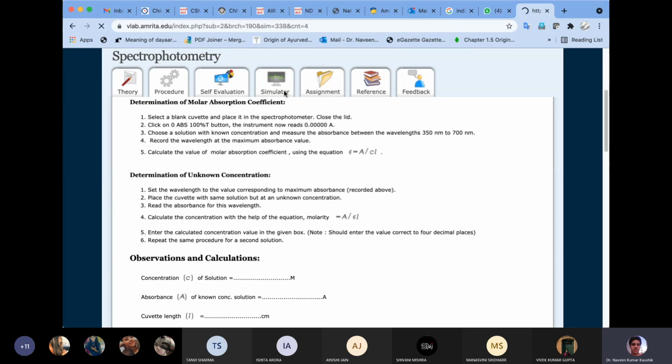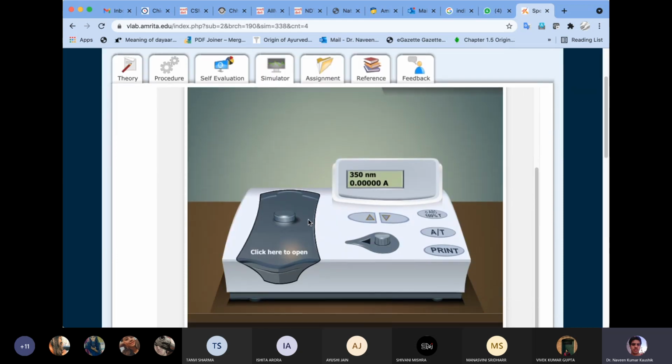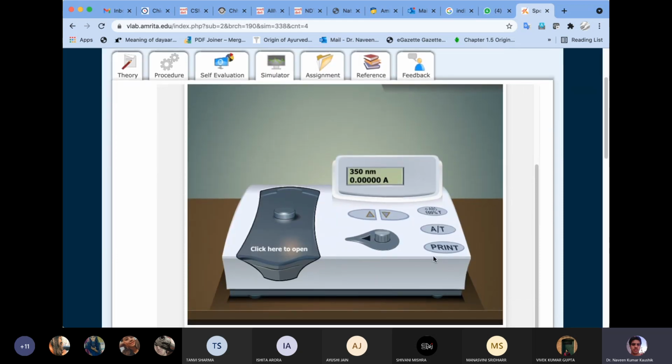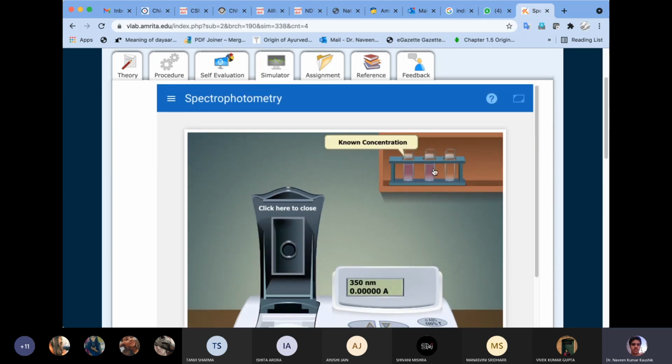Then come to the instrument. Whatever your instrument is like this, any type can have a different design. It is going to have a lid, so you have to open the lid, and there are spaces where you can place your cuvettes. The cuvettes are rectangular tubes. In these cuvettes you have to place your sample.